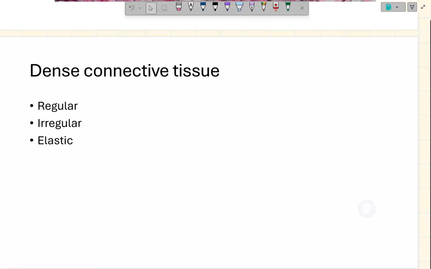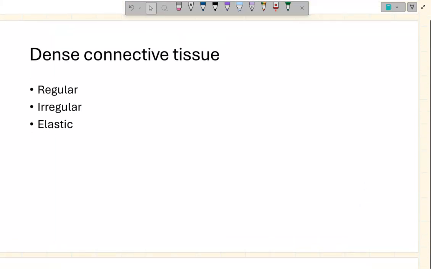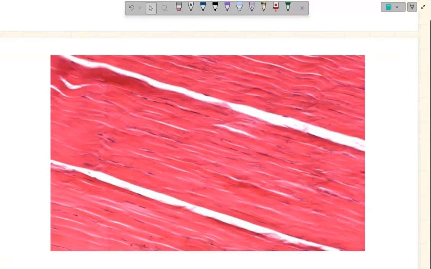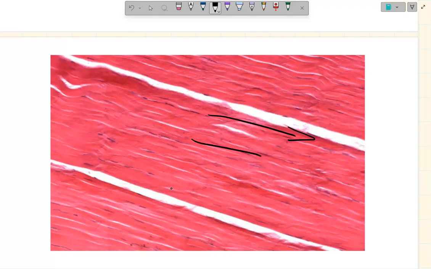All right, the next 3 I'm going to show you are dense connective tissue. So your options are regular, irregular, and elastic. Let's start with this one. Something I'd point out is that these collagen fibers are all running parallel to each other. So pause here and try to identify it.